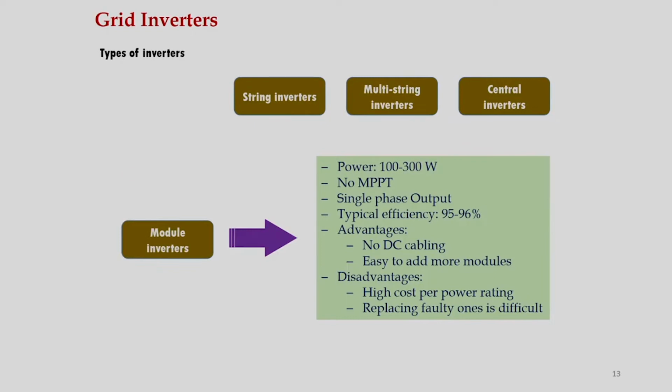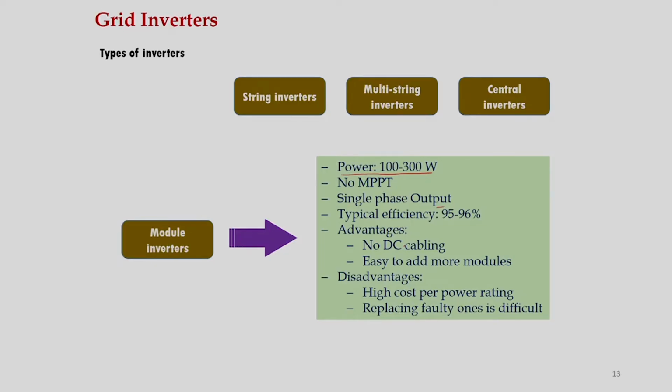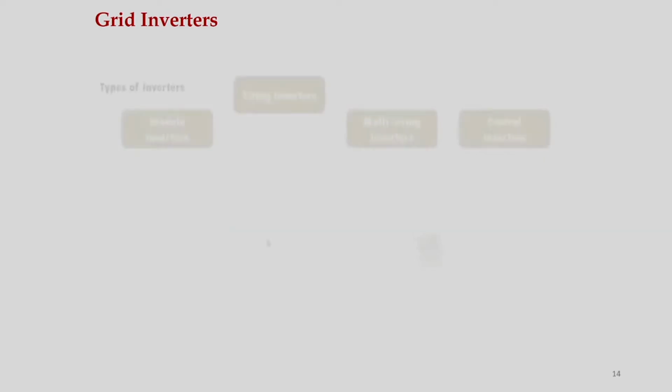Basically these are classified based on the power ratings. In the case of module inverters, the power varies from 100 to 300 watt, and no MPPT is attached in this kind of inverter. Of course, it is a single phase output, and the conversion efficiency is 95 to 96%. The advantages are that no DC cabling is required and it is easy to add more modules. But the major disadvantages are high cost per power rating, which is important, and replacing a faulty one is difficult for this kind of inverter.